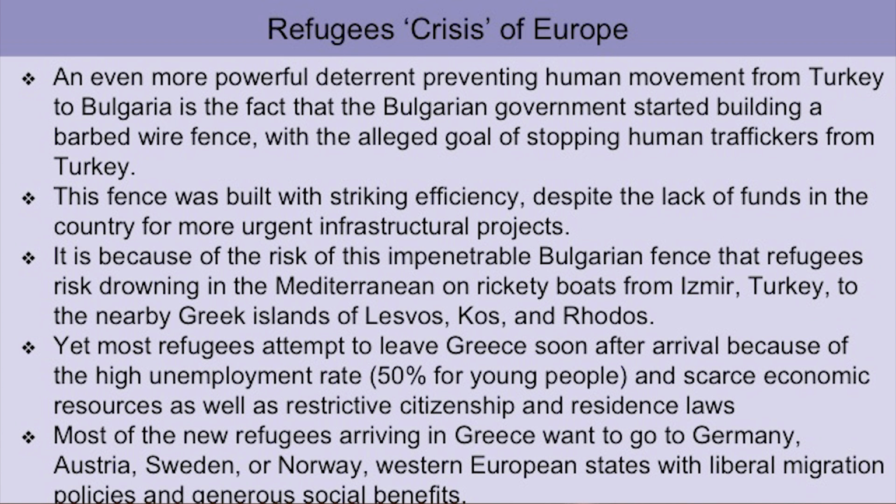Yet most refugees attempt to leave Greece as soon as they arrive because of the high unemployment rate, which was 50% for young people. There are very few economic resources, plus very strict residency and citizenship laws. So most new refugees arriving in Greece want to go to Germany, Austria, Sweden, or Norway, Western European states that have liberal migration laws, plus plenty of employment and social benefits.